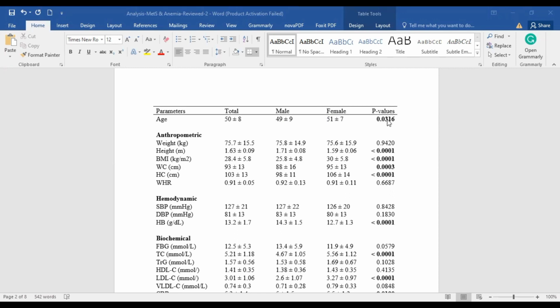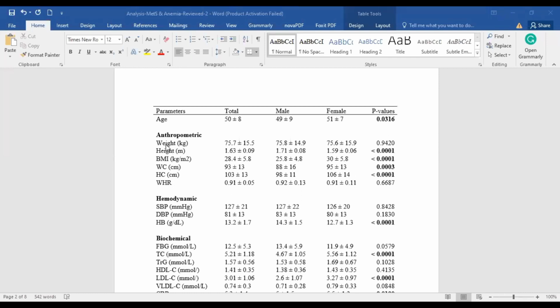So when the p-value is significant, then it tells you that the difference in the mean age of male and female is different. When you look here, you see 49 and then 51. 51 is greater than that of 49. So what it means here is that males had a lower age compared to females.